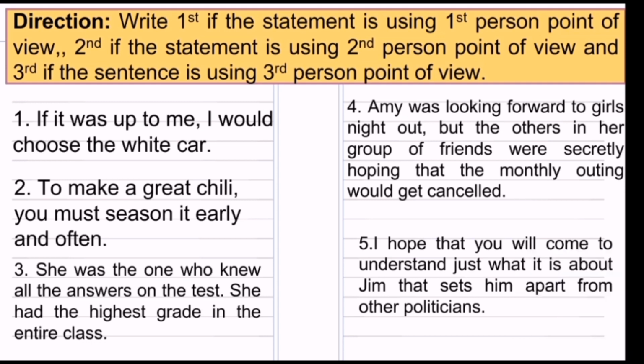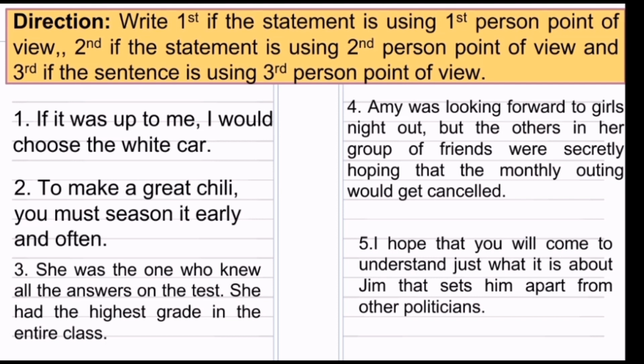For our quiz, get a 1/4 sheet of paper, write your name, date today, grade and section, and number it from 1 to 5. Okay. For the direction, write first if the statement is using first person point of view, second if the statement is using second person point of view, and third if the sentence is using third person point of view.